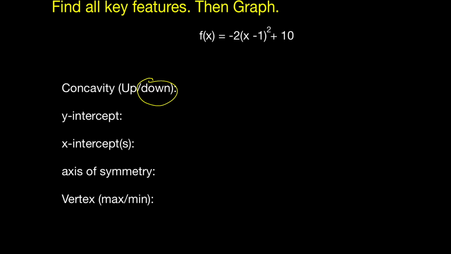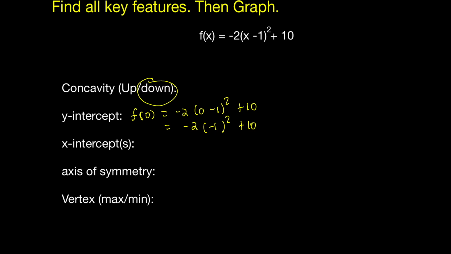For the y-intercept, we have to evaluate the function at 0. So we're going to replace all of our x's with zeros, and then we're going to calculate. So here we get negative 2 quantity 0 minus 1, which is negative 1, squared, plus 10. And then negative 1 to the second power, that's going to be positive 1.